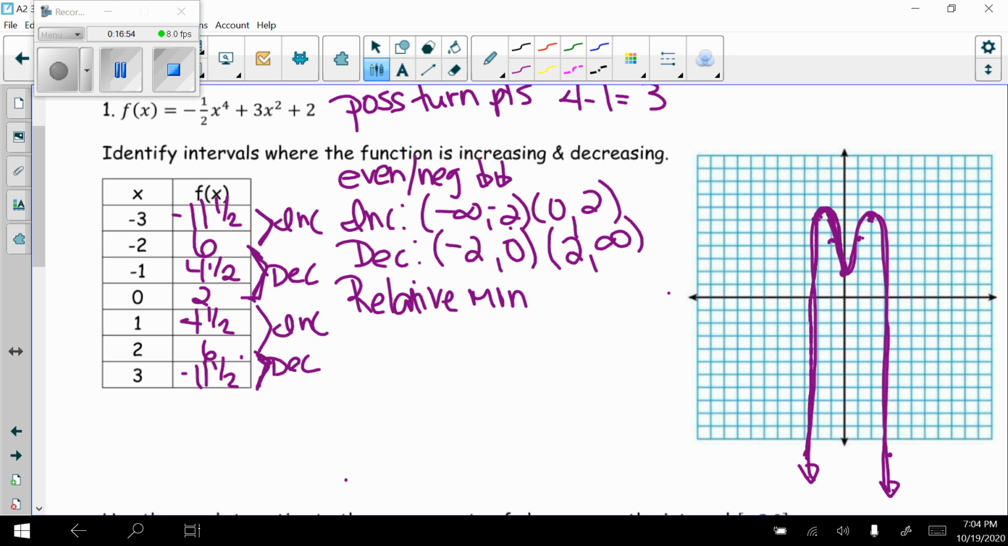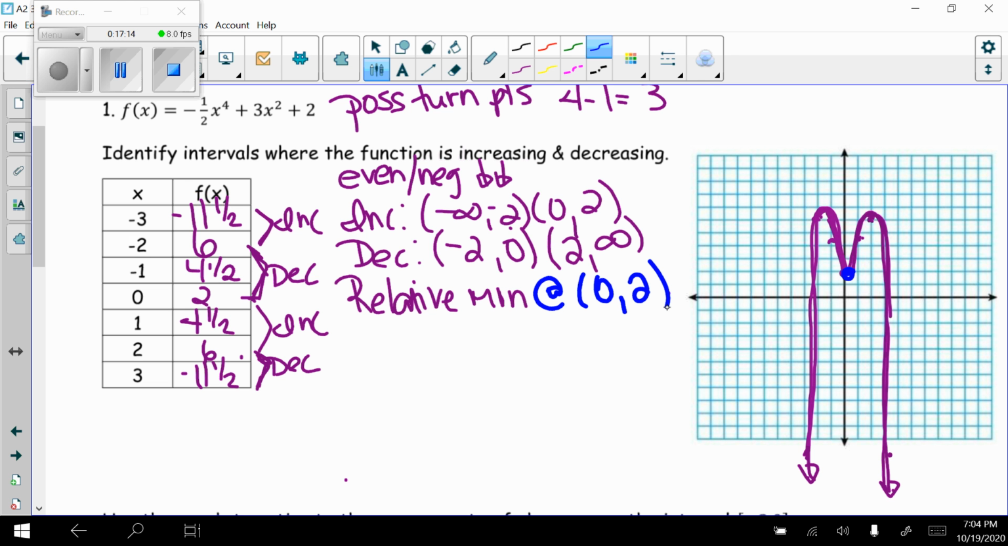So that's 1 turning point. We change directions 2 and 3. So this graph does in fact have 3 turning points. We notice right here we have a relative minimum. Okay, so at a turning point, that's the low point. So we have a relative minimum at the point (0, 2).